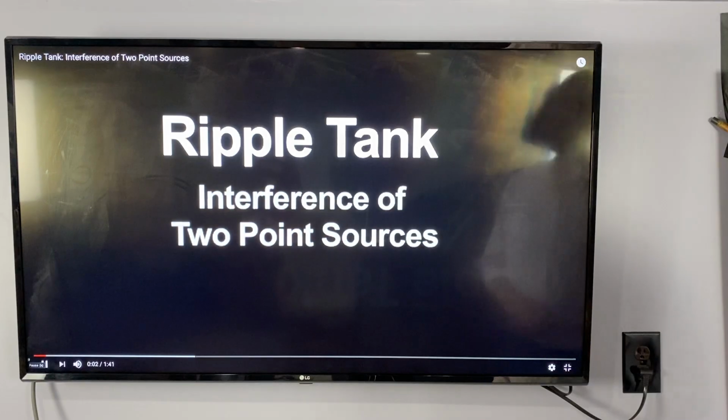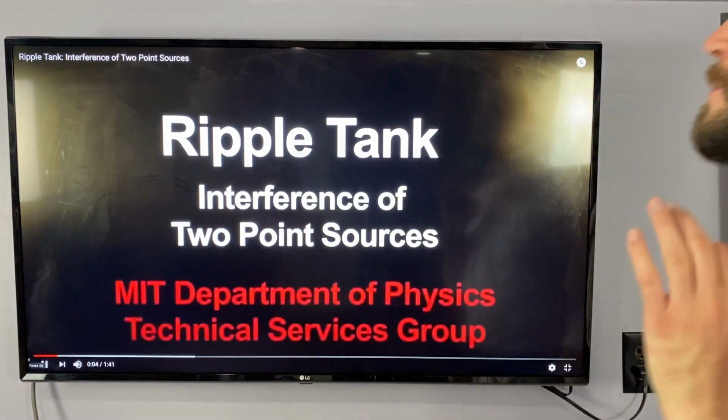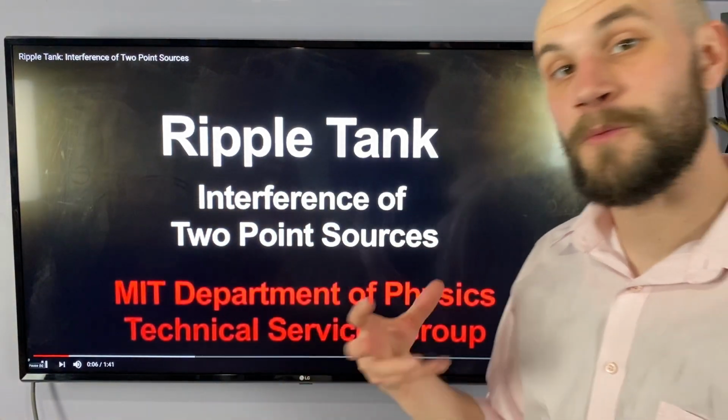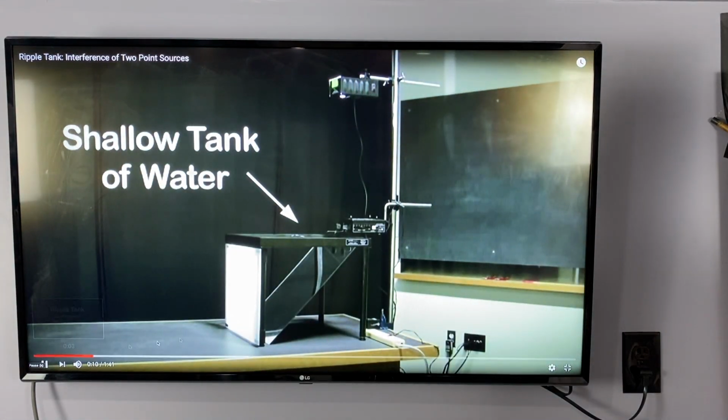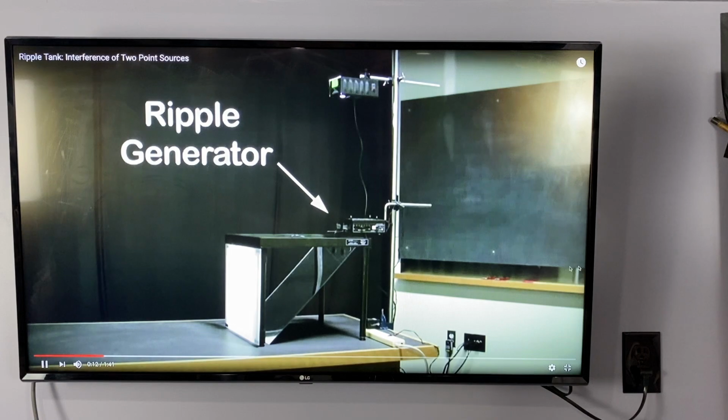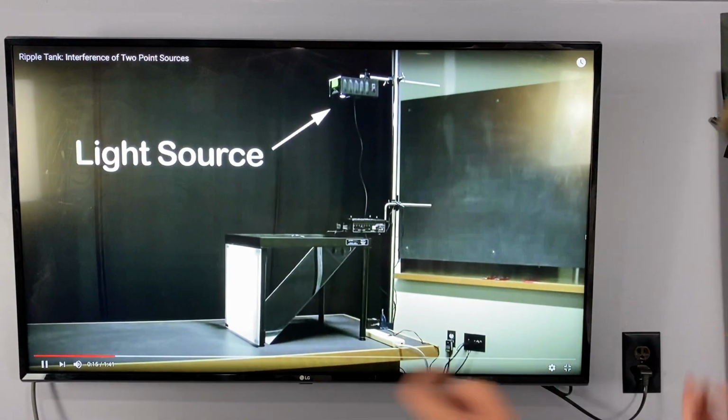All right, take a look at this video. This is an example of two-source interference for a water tank. We can actually see the waves move along the water. MIT Physics Group has some great physics demonstrations on YouTube.